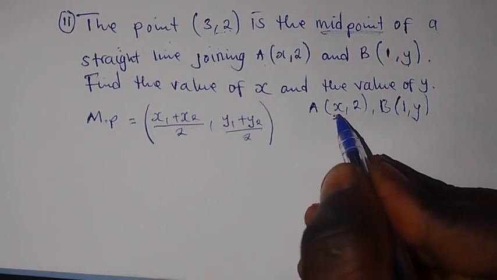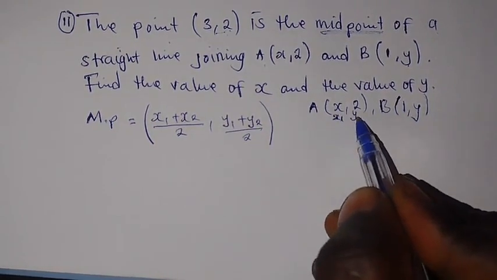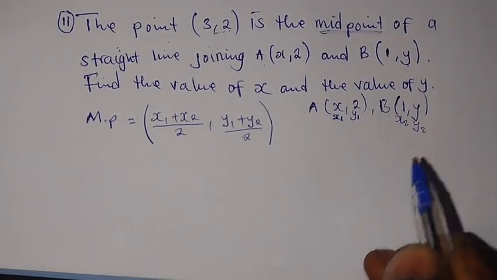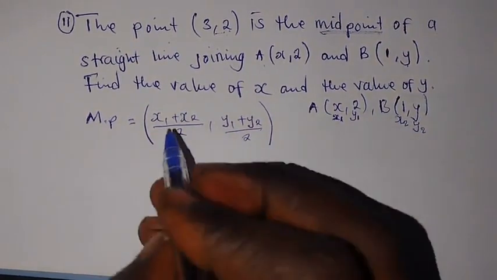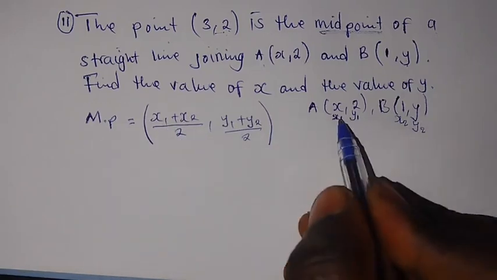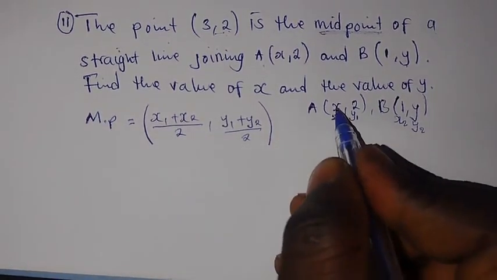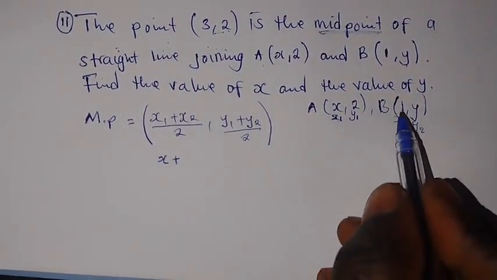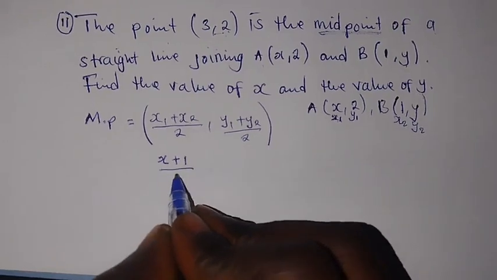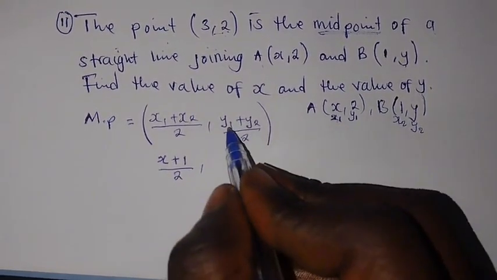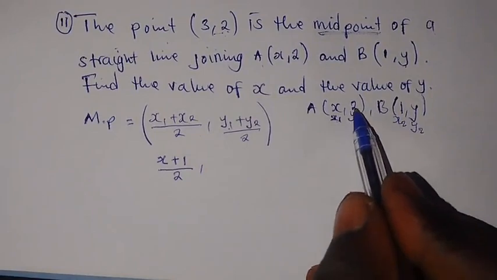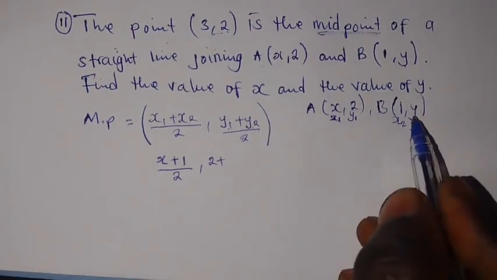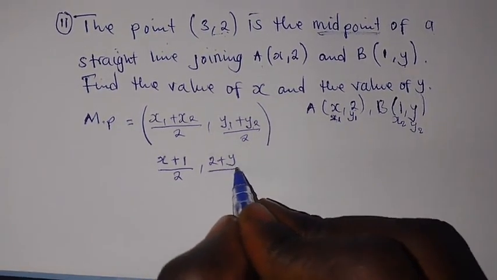Name these coordinates. So this is x1 and this is y1. This is x2 and this is y2. Just substitute them here. Where there is x1, you put this x. Let's say we put x plus, where there is x2, we put a 1, over 2, comma, where there is y1, we put a 2, where there is y2, we put this y, then over 2.